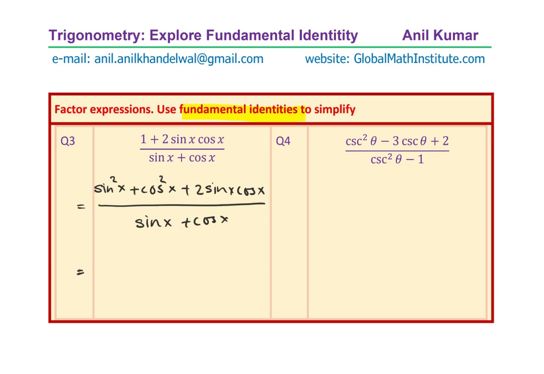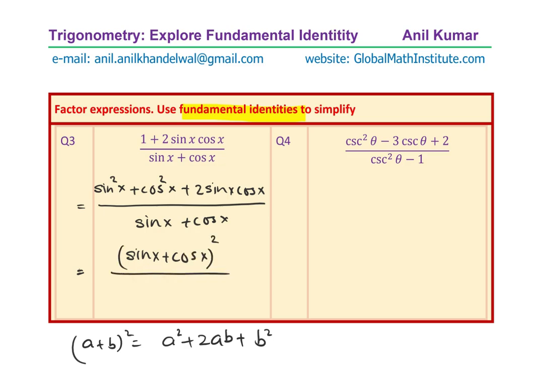Now, what is the numerator? You remember what a plus b whole square is? A plus b whole square is a square plus 2ab plus b square. Now you see here a square, and this is 2ab, and that is b square. So I could write the numerator as sin x plus cos x whole square divided by the denominator, which is sin x plus cos x. And that gives you a linear term, without denominator, right? Sin x plus cos x. You get the idea. So that is how you could simplify it. This is indeed a very important test question.